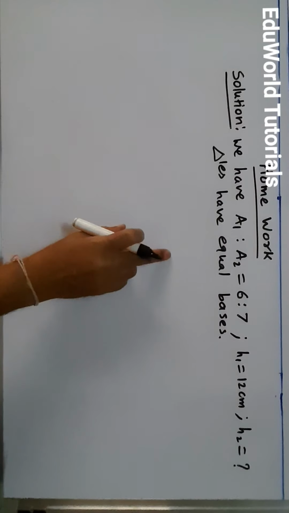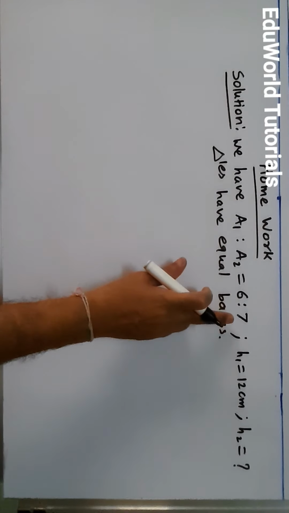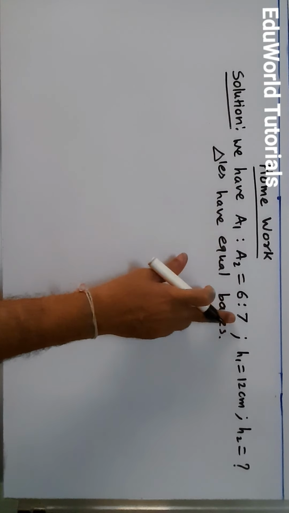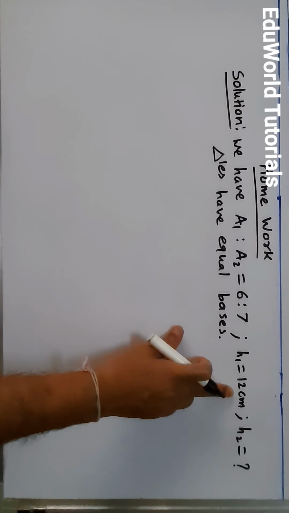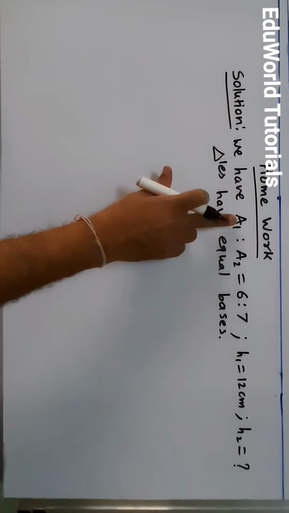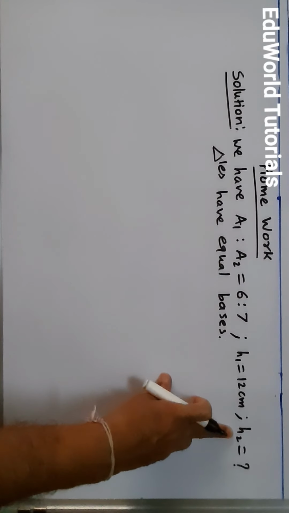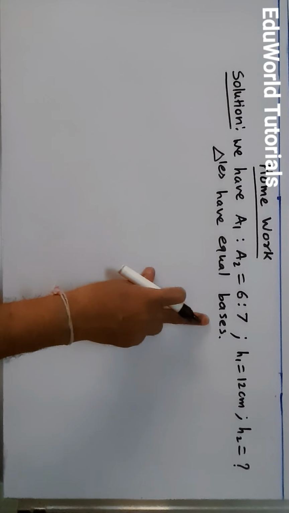In the fourth sum we have the ratio of areas of two triangles is 6:7. So A1 is a smaller triangle, A2 is a bigger triangle. Height of the smaller triangle H1 is 12 centimeter. H1 is the height of the smaller triangle. Why? Because A1 is a smaller triangle. And the corresponding height of the bigger triangle we have to find. H2 we have to find, where the bases of the triangles are equal.